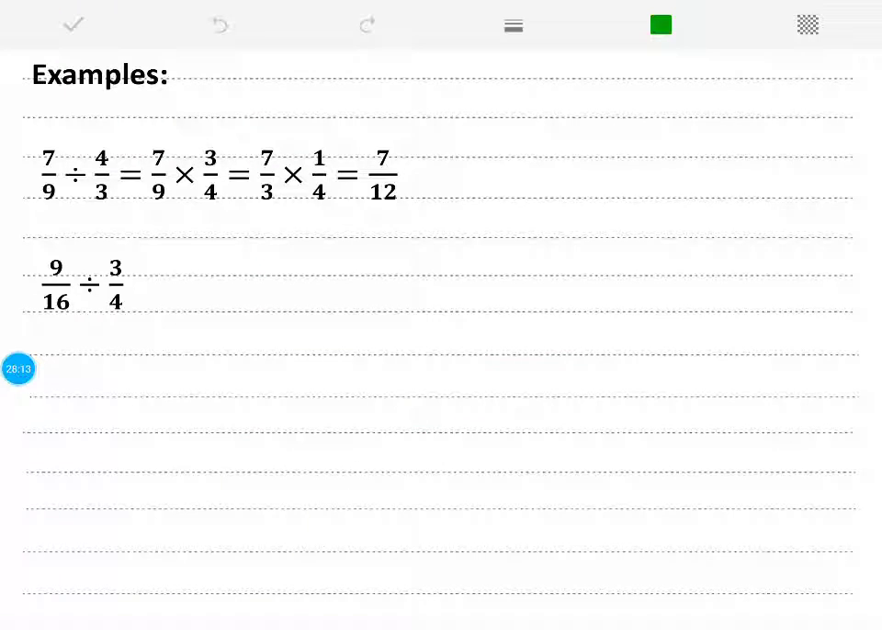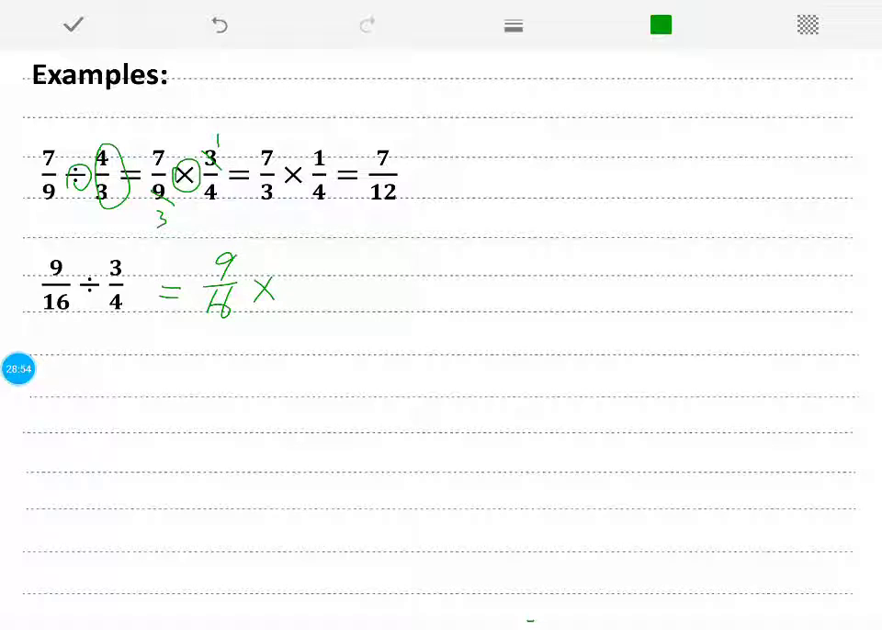7 over 9 divided by 4 over 3. Every time you see a division, you must change to a multiplication and flip this fraction. So 4 over 3 becomes 3 over 4. Then you just do the multiplication as we did. 3 and 9 cancel, 3 becomes 1, and 9 becomes 3, so it's 7 over 3 times 1 quarter, which is 7 over 12.